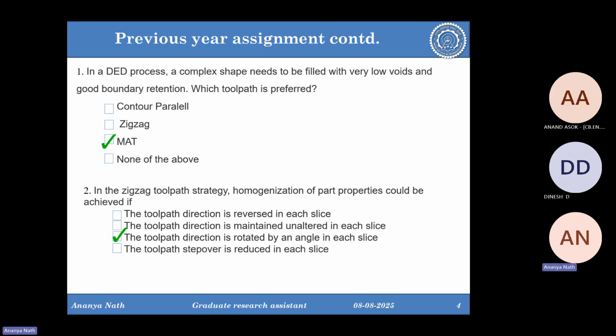In the zigzag toolpath strategy, homogenization of the part property could be achieved. As I said, it will be zigzag and XY asterisk at the same time. Then it will get the homogenization, meaning the isotropic property of the part.